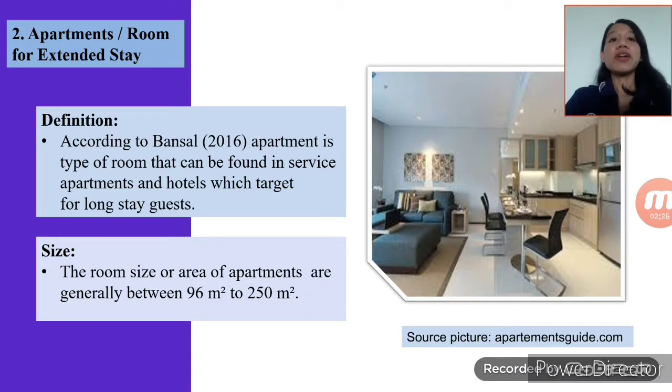Next is apartment or room for extended stay. According to Bansal 2016, an apartment is a type of room that can be found in service apartments and hotels which target long stay guests. The room size or area of apartments is generally between 96 square meters to 250 square meters.